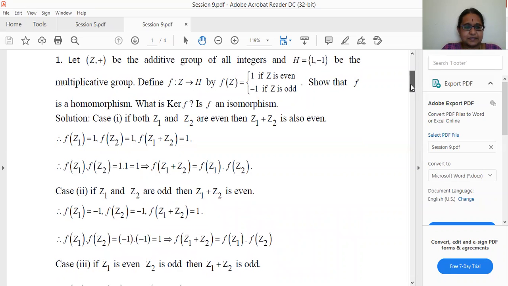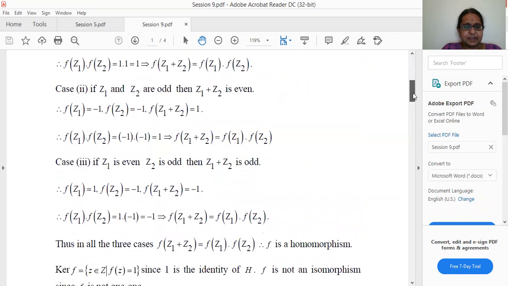Coming to the third case, when one of them is even, that is, if Z1 is even and Z2 is odd, then the sum of odd and even is odd. So Z1 plus Z2 is odd.